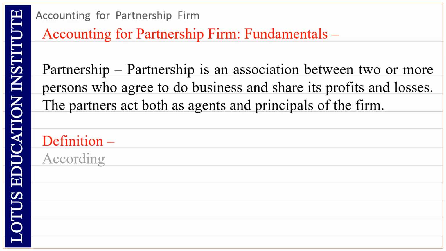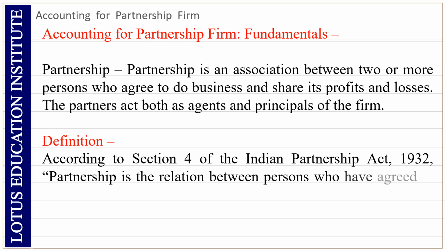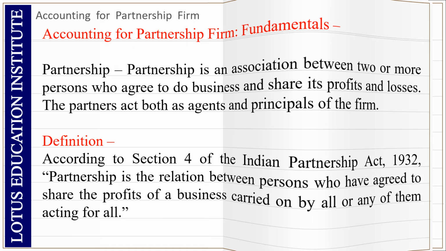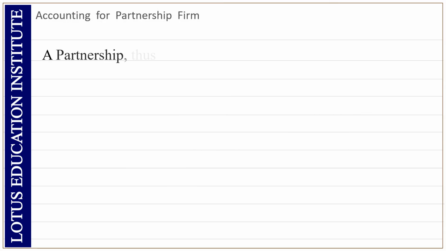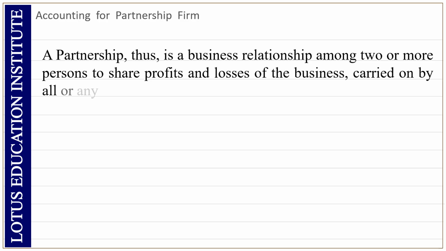Definition. According to Section 4 of the Indian Partnership Act, 1932, partnership is the relation between persons who have agreed to share the profits of a business carried on by all or any of them acting for all. A partnership, thus, is a business relationship among two or more persons to share profits and losses of the business, carried on by all or any of them acting for all.